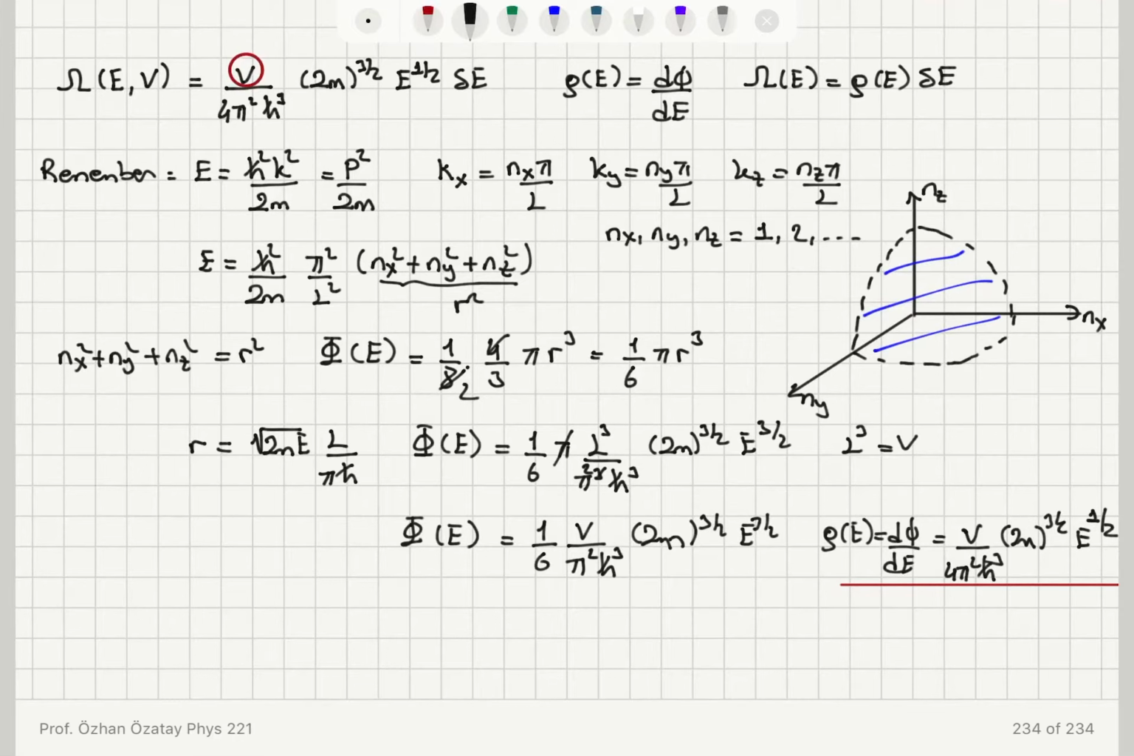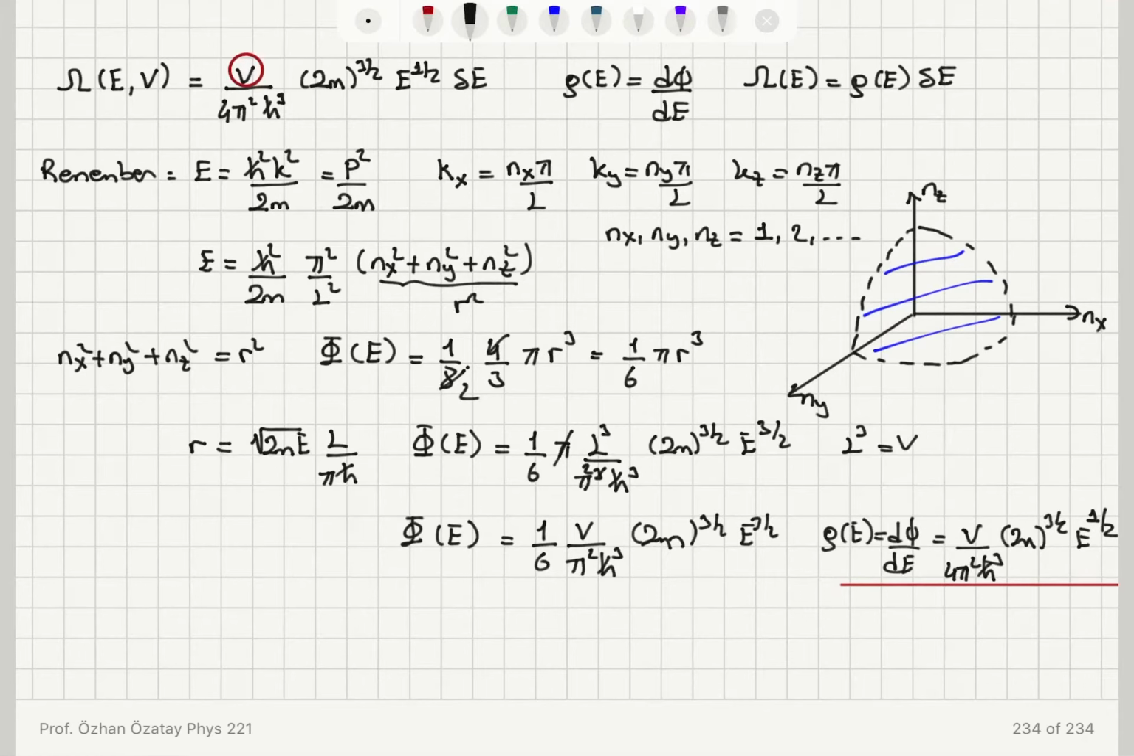So if you remember, this is a calculation we did before. The quantization of k values came from standing wave solutions, because the wave function had to vanish at the boundaries of this container. We came up with this quantization of k values and standing wave solutions. So we find that the number of accessible states is indeed a function of V, the external parameter of the system.